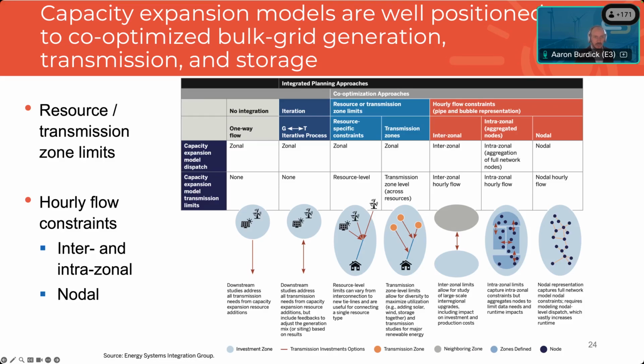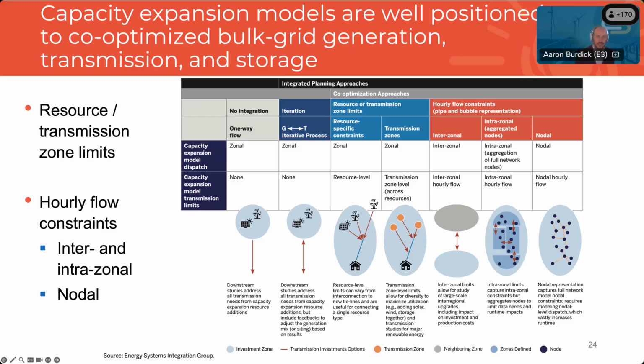In the first column, you see there is no integration. So this is the sort of siloed one-way flow approach. We run a coarse capacity expansion model without any transmission limits, and we try to figure out where to put resources and what transmission infrastructure to build out downstream of that. So that is not an integrated planning approach.